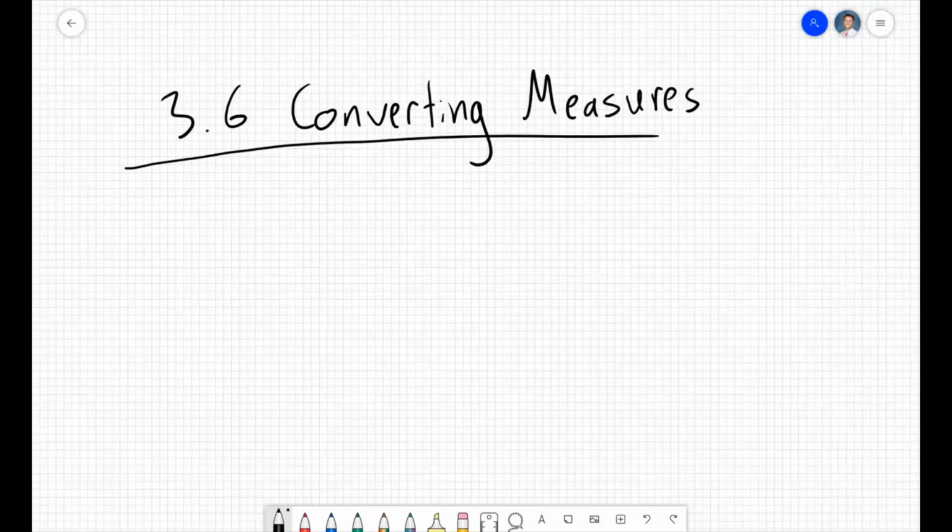In this video we are looking at converting measures. So we're talking about converting something from inches to feet, or inches to yards, feet to miles, that sort of thing. Even changing between different measuring systems. So if we wanted to convert from miles to kilometers, we can do that sort of thing.